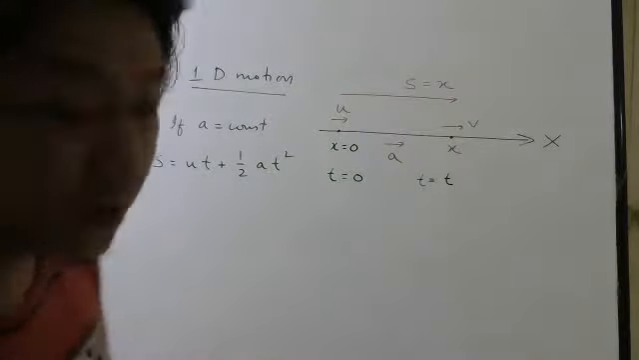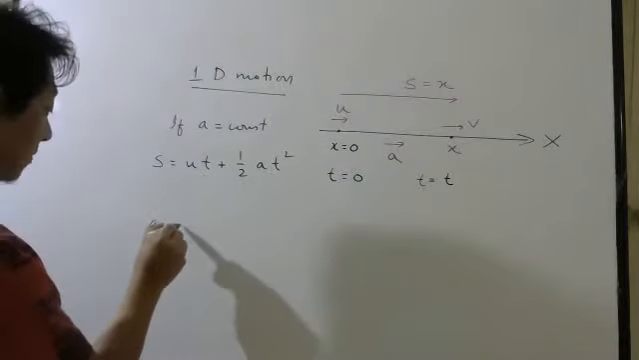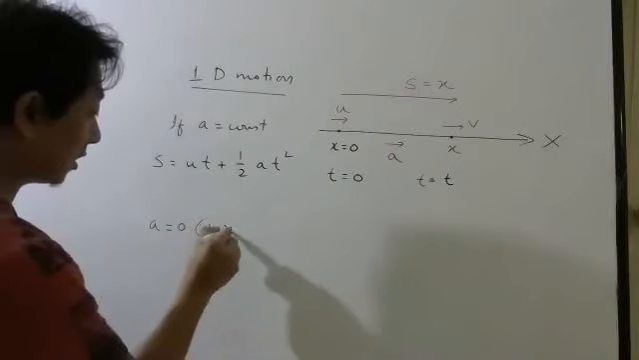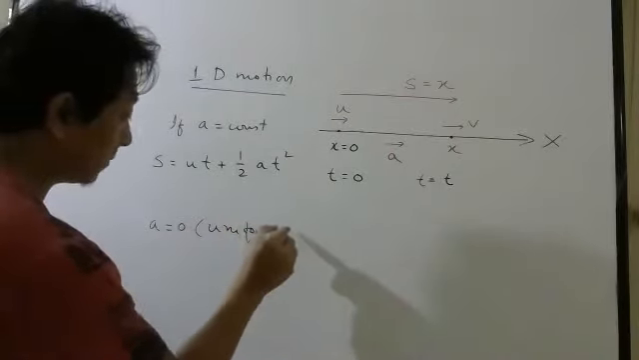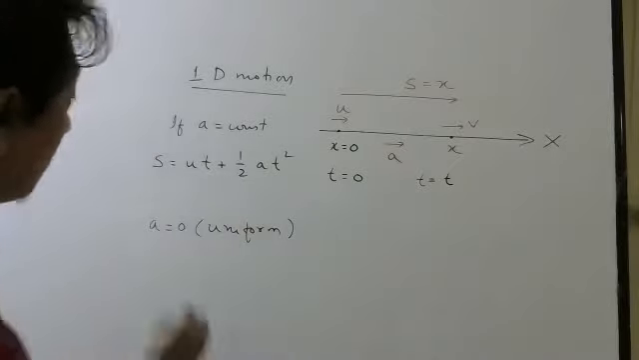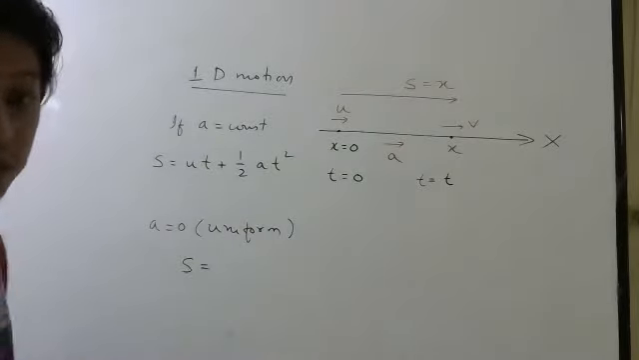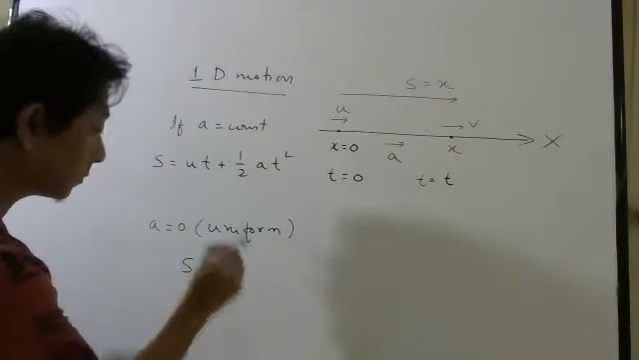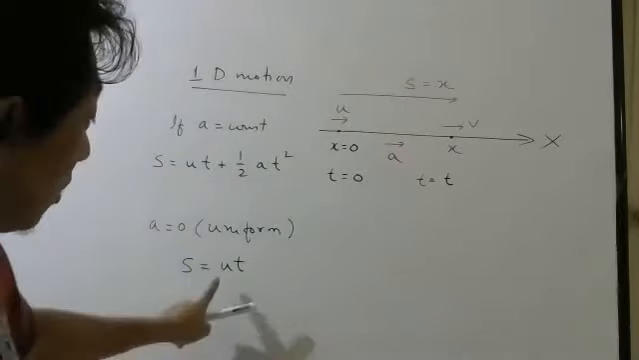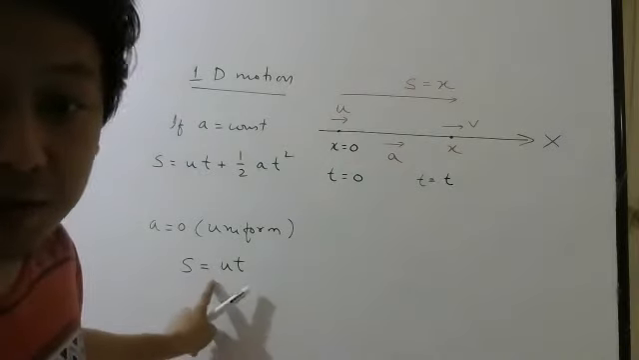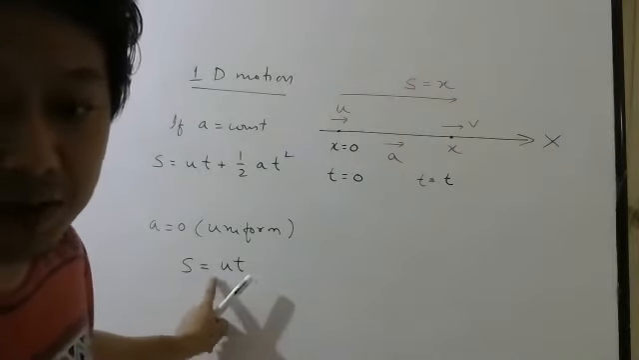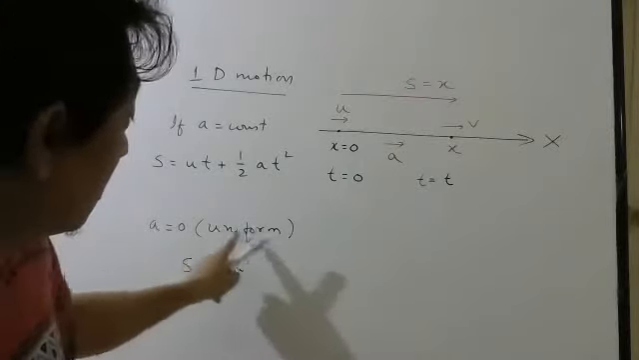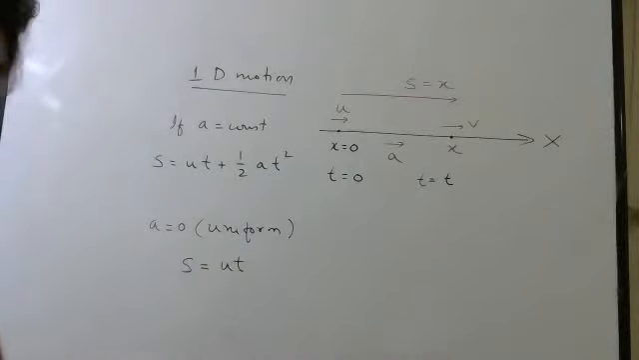In some cases, acceleration may be 0. If acceleration is 0, it means what kind of motion? Uniform motion. Then what will be displacement? If there was no acceleration, it is ut. So please understand this formula. Usually in school we write displacement equal to velocity into time. But that is only used when acceleration is 0, remember.